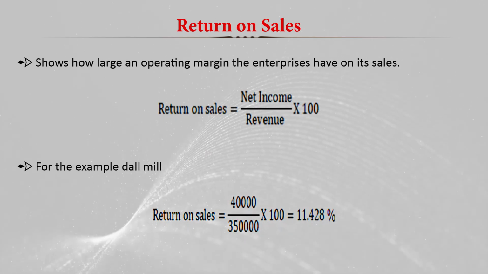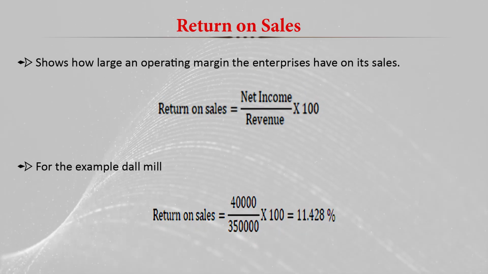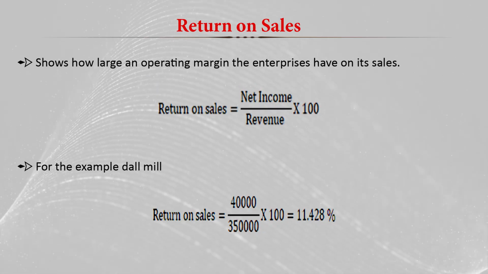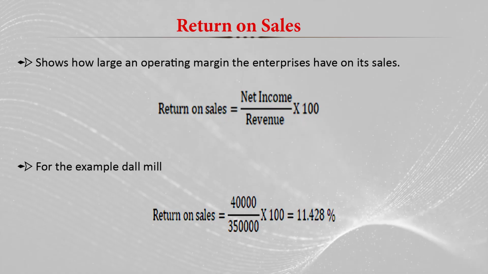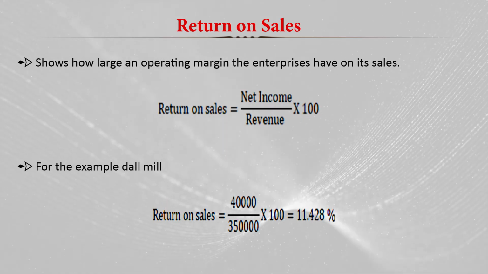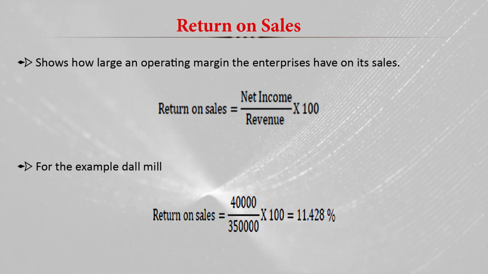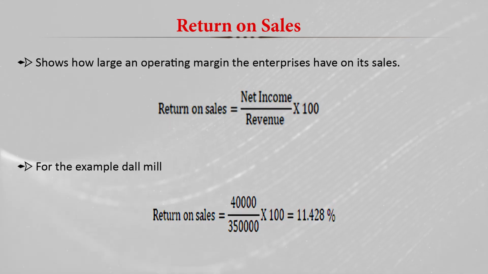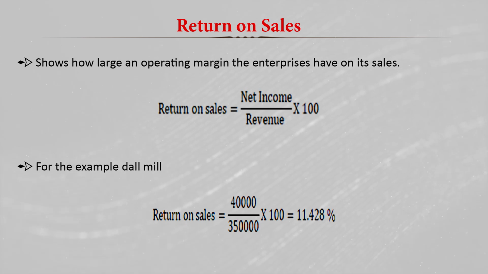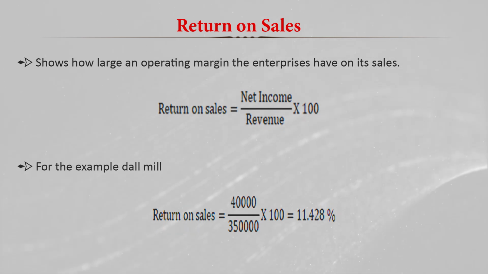So actually it means that the net income of the firm is 40,000 when the total sale is 3,50,000. So the net return to the firm is at the rate of 11.42%.